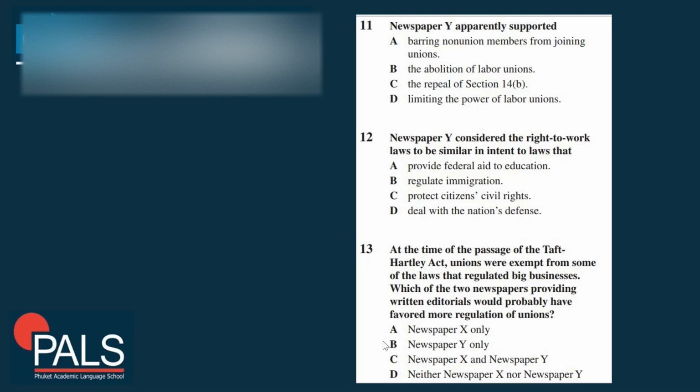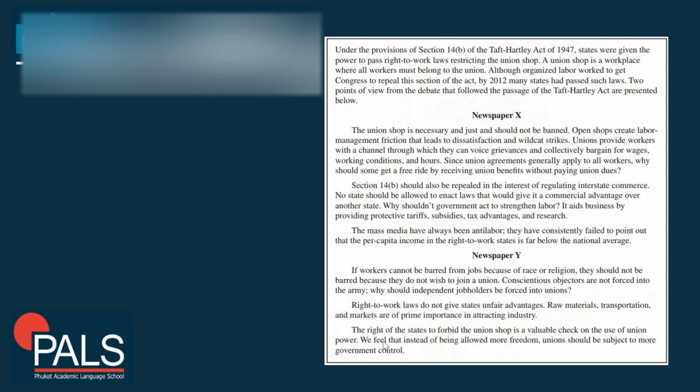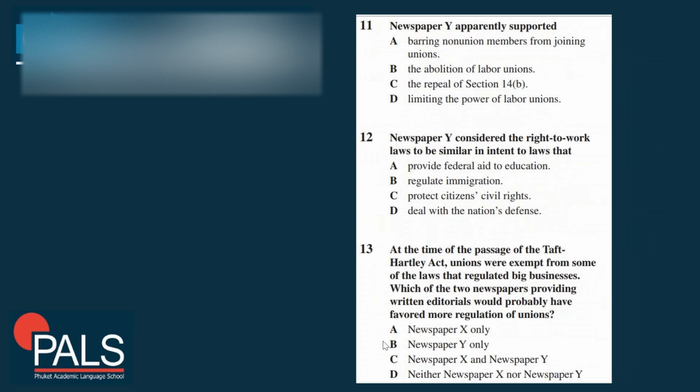Number 12, newspaper Y considered the right to work laws to be similar in intent to laws that A, provide federal aid to education, B, regulate immigration, C, protect citizens' rights, or D, deal with the nation's defense? You can pause this, look at the section of Newspaper Y again, and decide what you think is correct. So number 12, the answer is C.